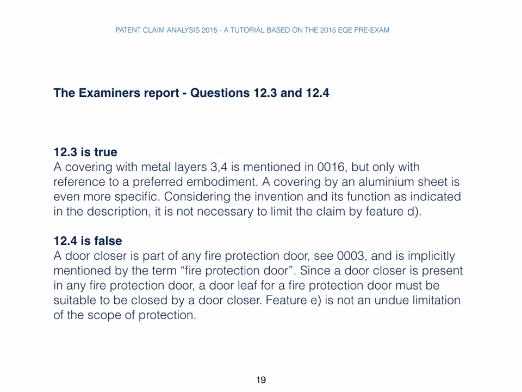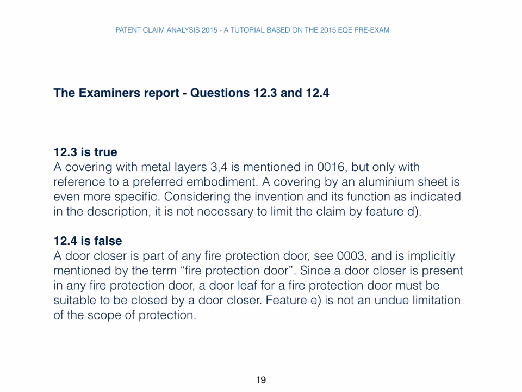The examiners say 12.3 is true. A covering with metal layers is mentioned in paragraph 16, but only with reference to a preferred embodiment. A covering by an aluminium sheet is even more specific. Considering the invention and its function as indicated in the description, it is not necessary to limit the claim by feature D.